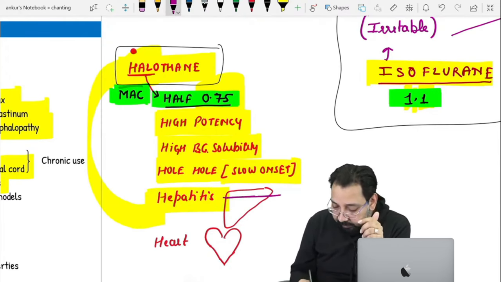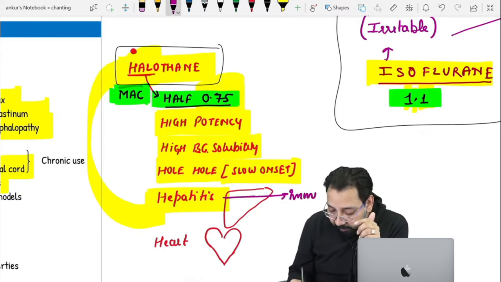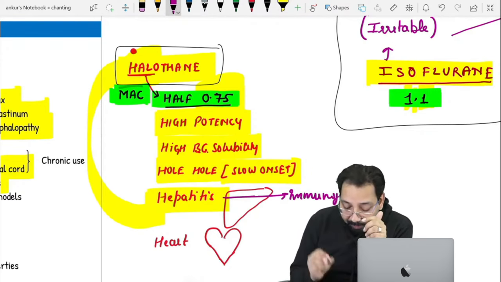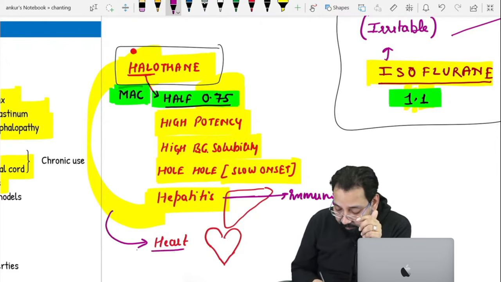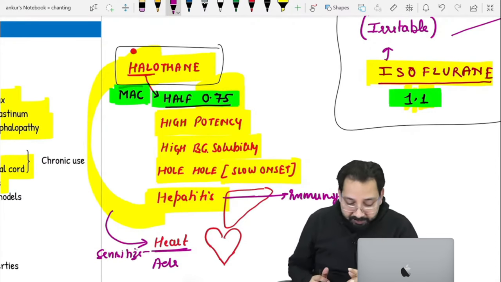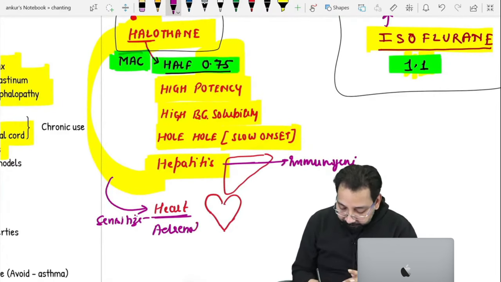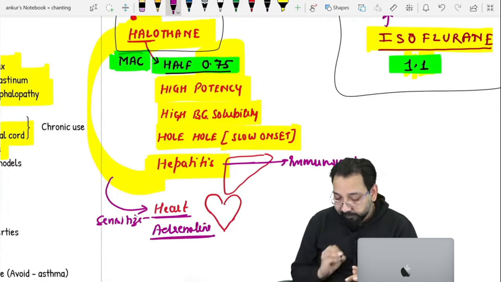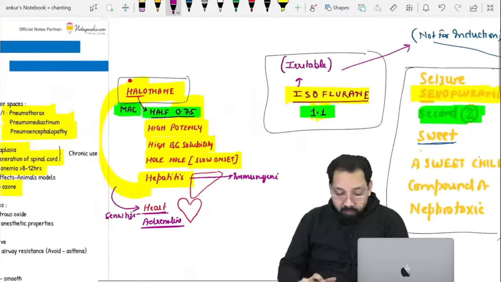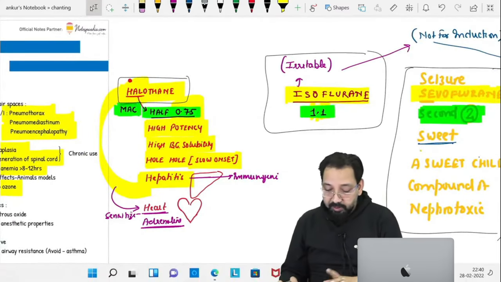H4: hepatitis, yes, immunogenic. Halothane sensitizes the heart to adrenaline, okay? So halothane sensitizes the heart.